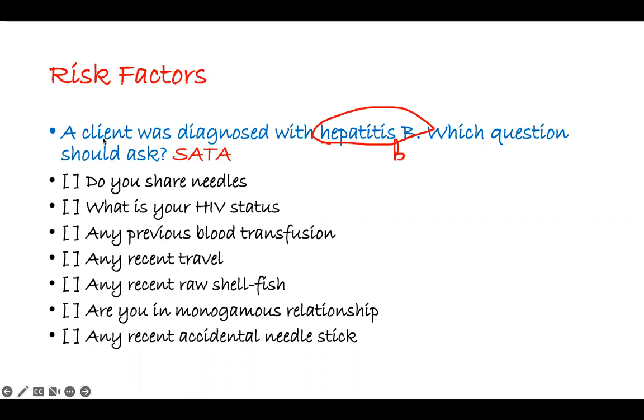Which question should the nurse ask? Somebody with Hep B, what question should the nurse ask the patient? Based on the pathophysiology of the disease, hepatitis B is an infection of the liver. The common risk factors are easy to remember: B, Hep B. The risk factors of B means body fluid.